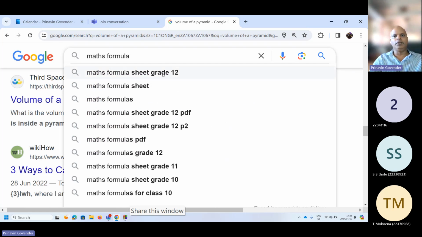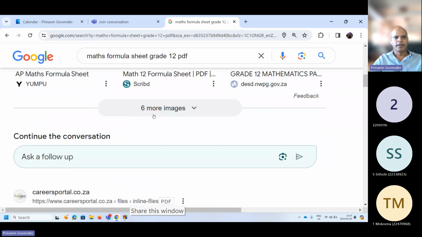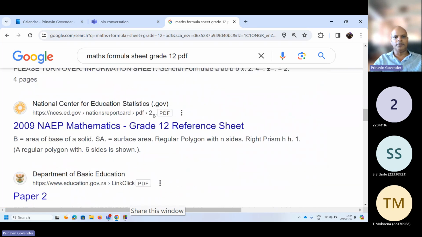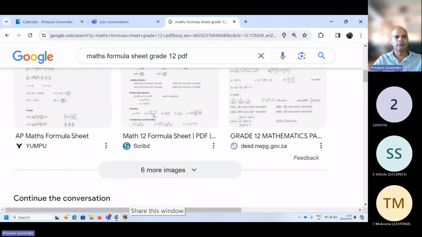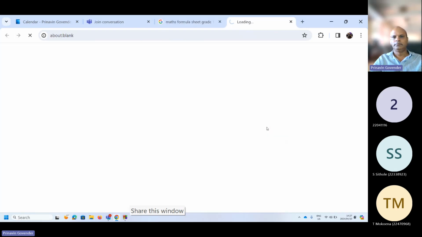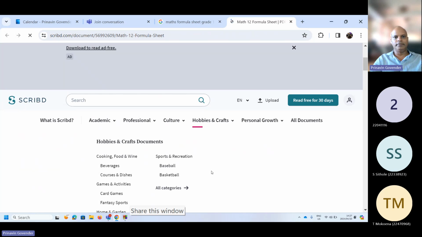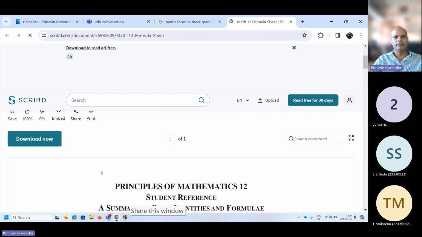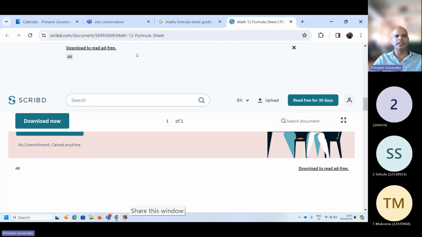Maths formula, there we go. Maths formula, grade 12, right? So we're doing grade 12 maths formulas. Let's find out where's this formula for the volume of a pyramid. Oh, data sheet. Yes, the data sheet. Is it there? Oh no, this is not. Let's go look for another data sheet.